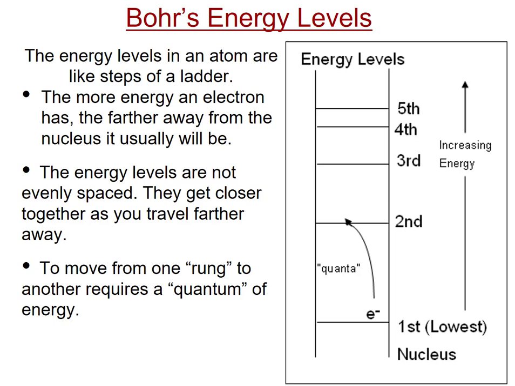The energy levels in the atom, they're like steps in a ladder. Just as you climb a ladder rung by rung, and you don't hover in midair between rungs, it's the same thing for an electron. It jumps out in the successive orbitals of an atom. The more energy the electron has, the further away from the nucleus it will be. And the energy levels are not evenly spaced. So the first and second and third, they tend to be spaced a little bit further apart. But then when you get up to the higher energy levels, they tend to be closer together.